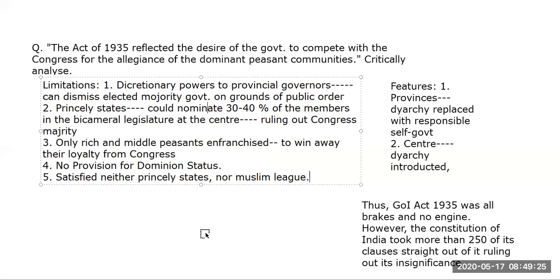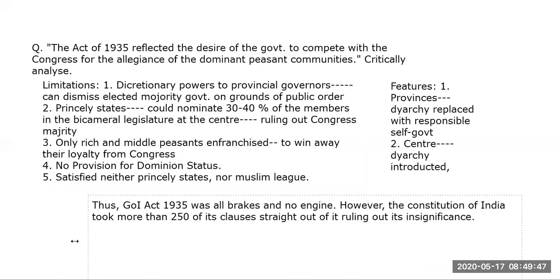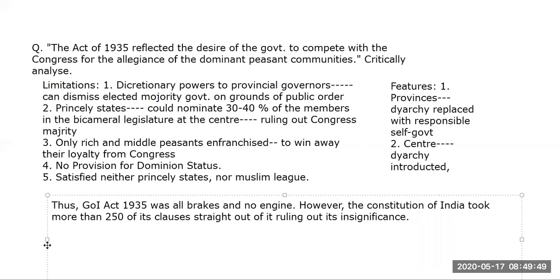So we can conclude in multiple ways. I have given a conclusion here in a quite different way, but we can conclude that the Act of 1935 was certainly an attempt by the government to win away the loyalty of the rich and middle peasants, the traditional support base of the Congress. You can also say, however, that the importance of the Government of India Act cannot be nullified merely based on this provision.